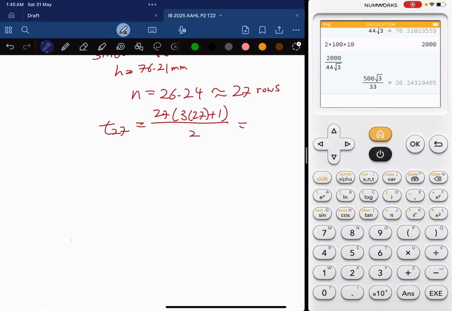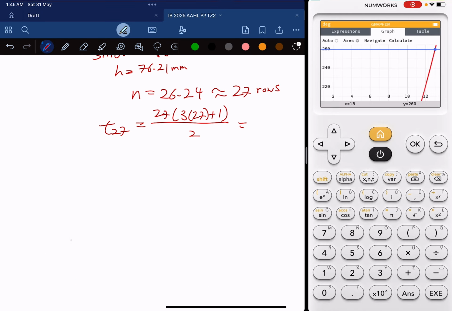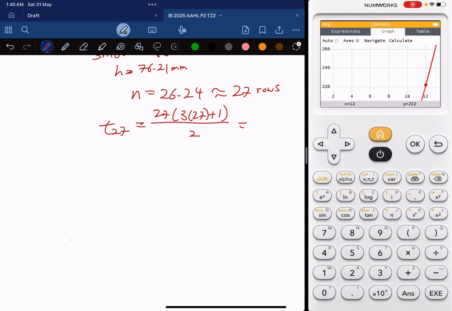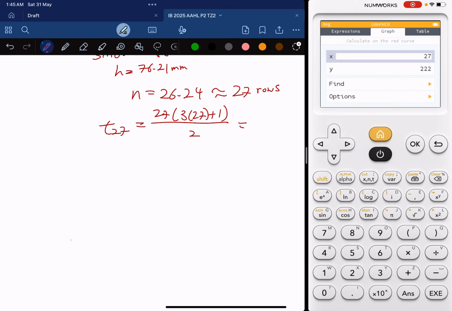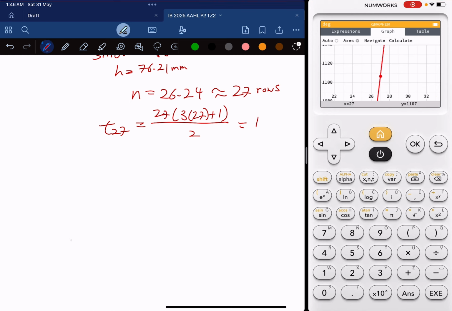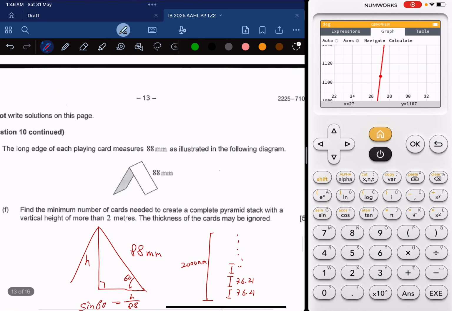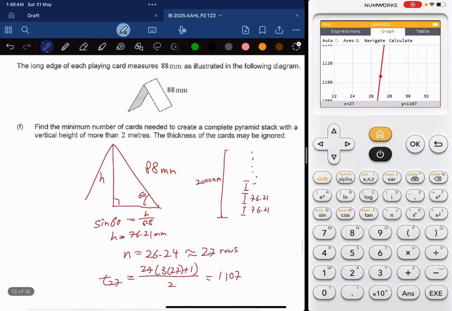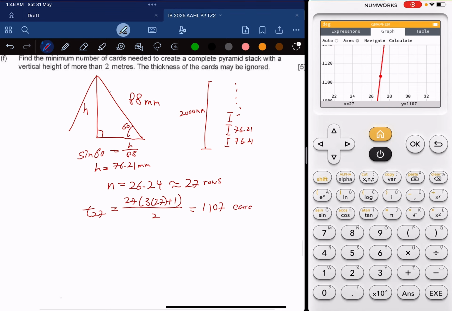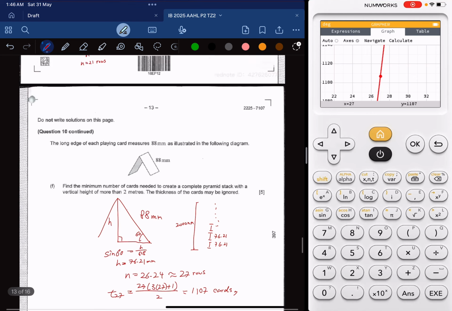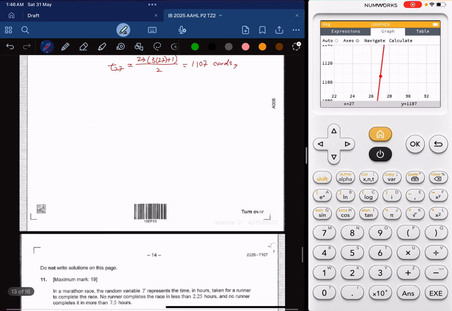Okay, so let's look at how many cards first. Actually, I think we're gonna use this one. Just delete this. I'll just calculate 27 rows in here. 1107. So I need 1107 cards. So what's the question here? Minimum number of cards, right? So 1107 cards. Okay, so done already. So 5 marks. Okay, this is just more of an IQ question. Okay, hopefully this is correct.